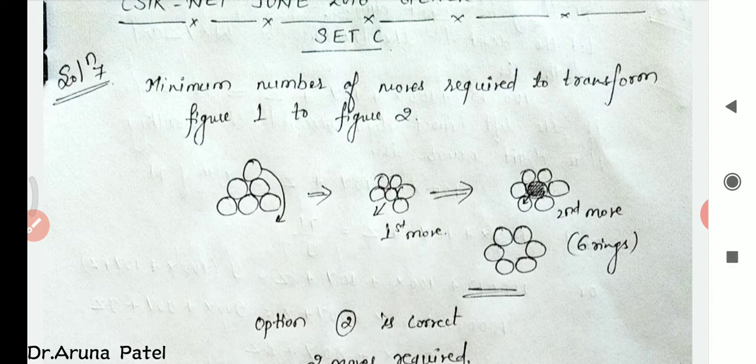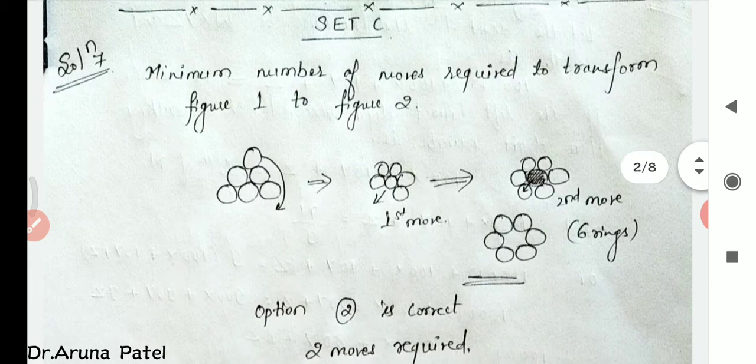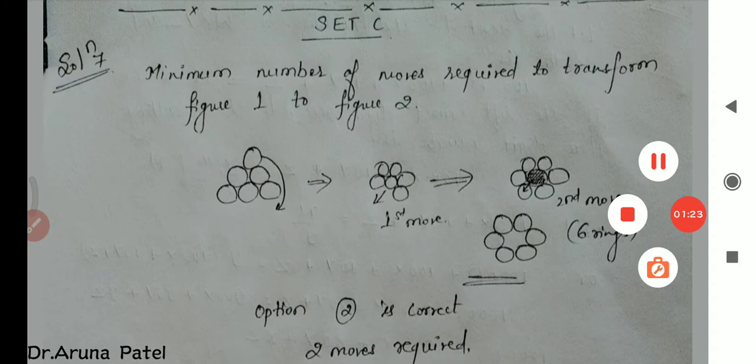I have shown it by an arrow. This is the first move, and after the first move it looks like this. Now the second move is the middle coin being shifted to the down position. This is the second move and you will get figure 2. So the six rings are arranged side by side and form a circular pattern. This is given in option number 2, that a minimum of 2 moves is required for such a figure. So this is the correct answer for this question.